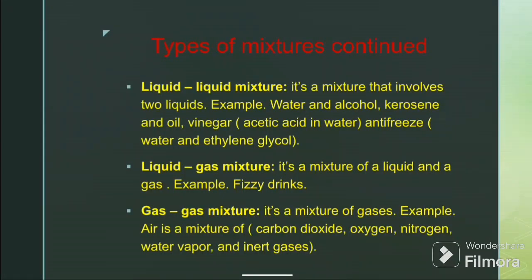Let's look at an example. An example is the air. The air has its components: carbon dioxide, oxygen, nitrogen, water vapor, and the inert gases, and all of them have their percentages they cover in the atmosphere. So this is a very good example of gas-gas mixtures.